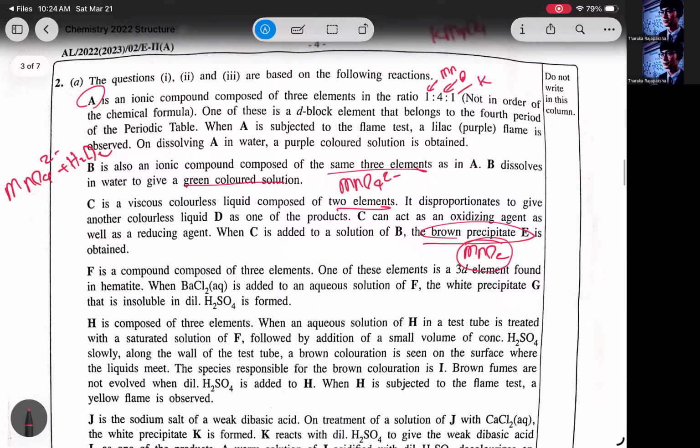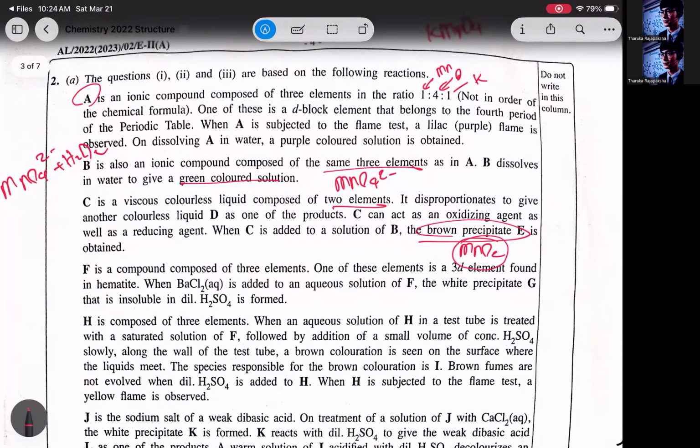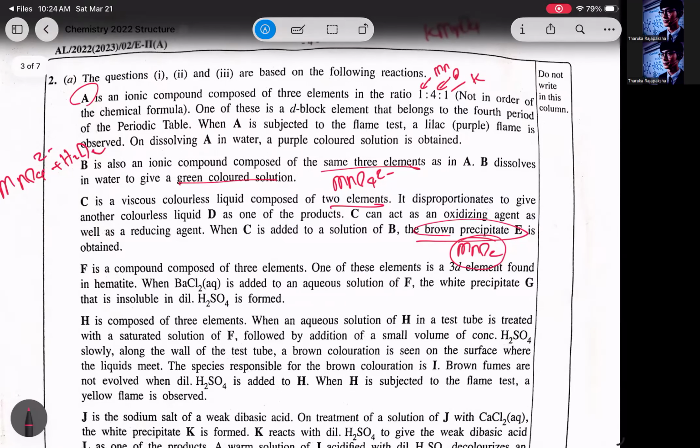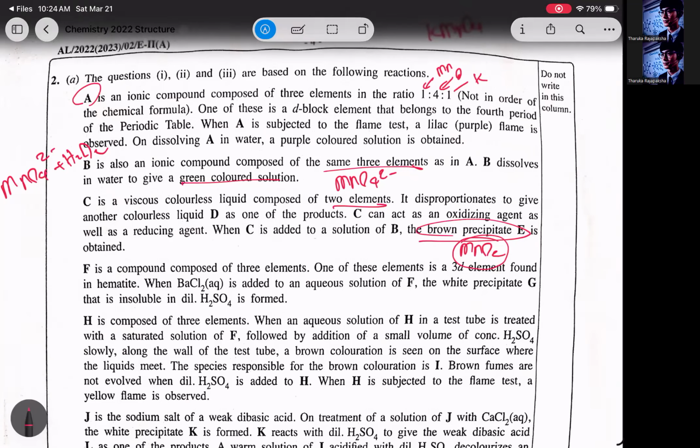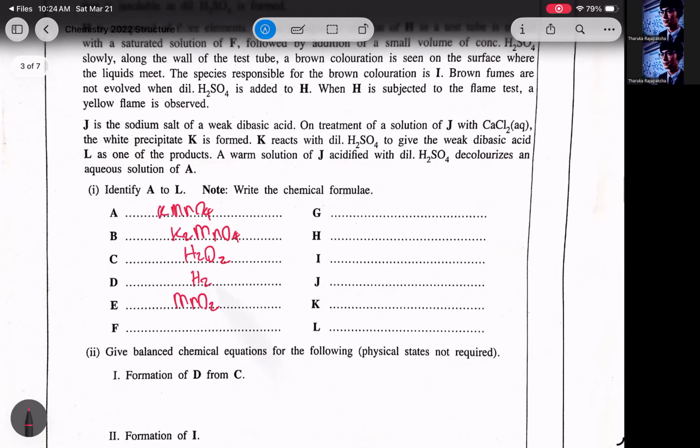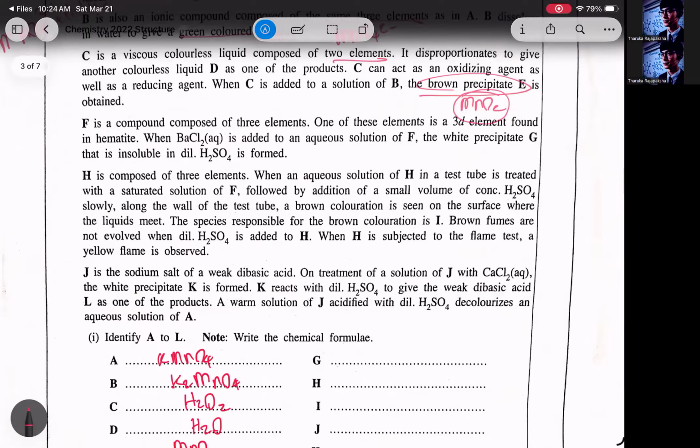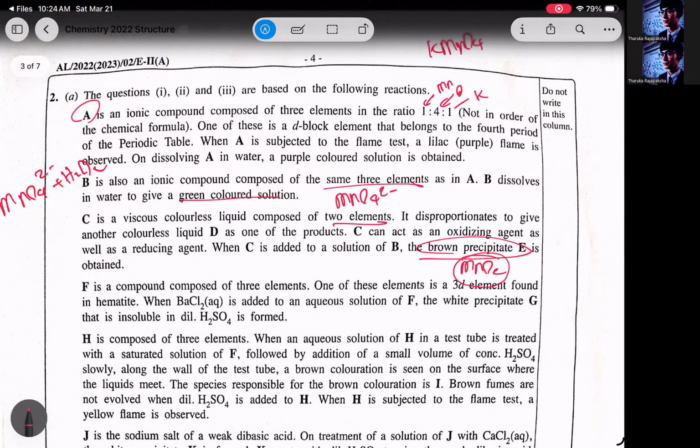Its disproportionation gives a colorless liquid D. Colorless liquid is H2O, as one of the products. C can act as oxidizing agent and reducing agent.